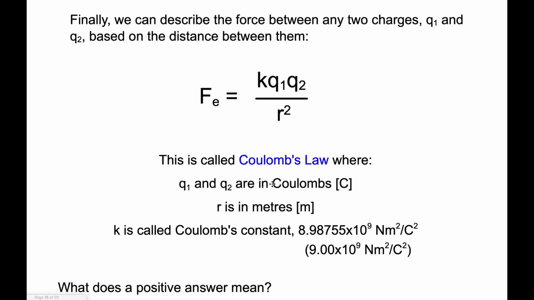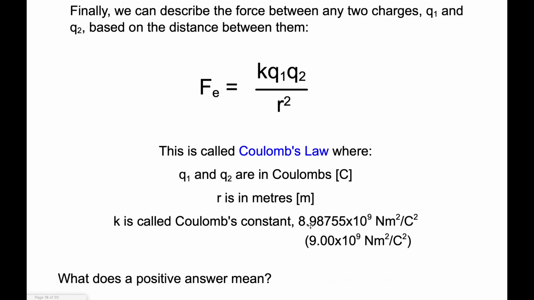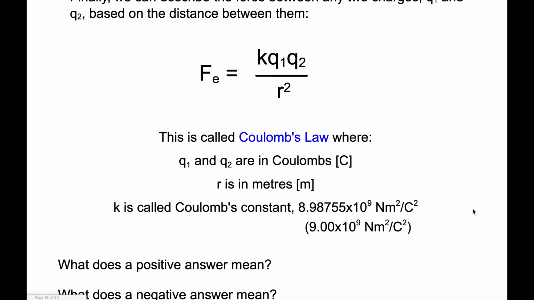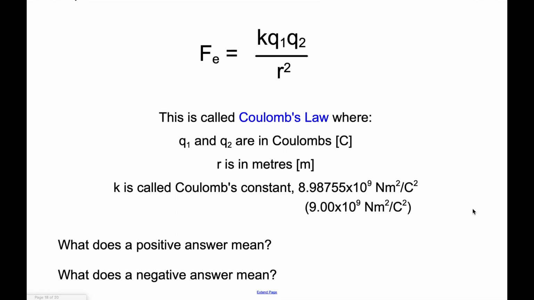The charges, by the way, are in units of coulombs. The separation between the two charges has to be in meters, don't forget that, and the force is in newtons. Coulomb's constant is this number, but it usually gets rounded to 9 times 10 to the 9, Newton meter squared per Coulomb squared.